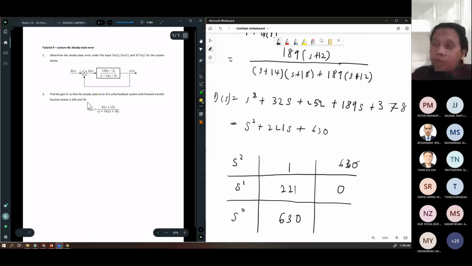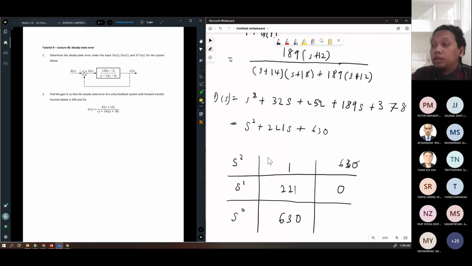Okay, for 1%, you can try by yourself, similar steps, but the value will be different. So the stability might be affected. You can check later whether the system is stable by using Routh's criteria, or simply by finding the poles. If there is at least one pole on the right hand side, then the system is unstable. Okay, so that's it for steady state error.